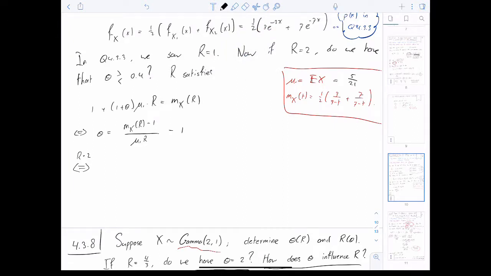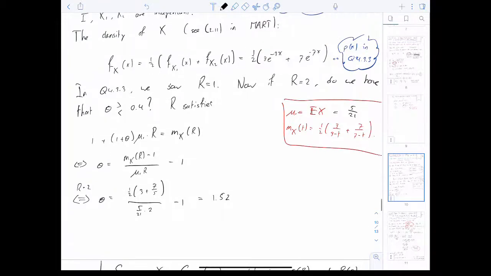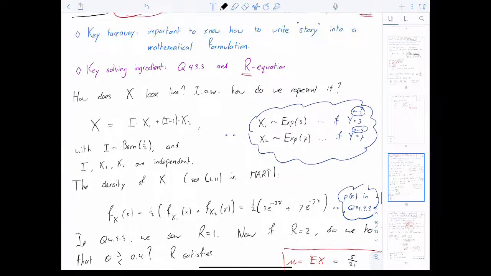Now plugging this all in, it gives us that theta is equal to, let me write down one more step. So this is the moment generating function plugged in. This should be a 5, and then we divide by 5 over 21 times 2, minus 1, and this gives us 1.52. So this is definitely bigger than 0.4, which answers the second part of the question.